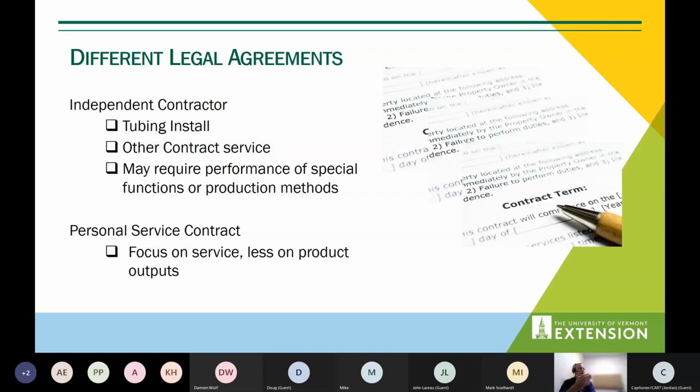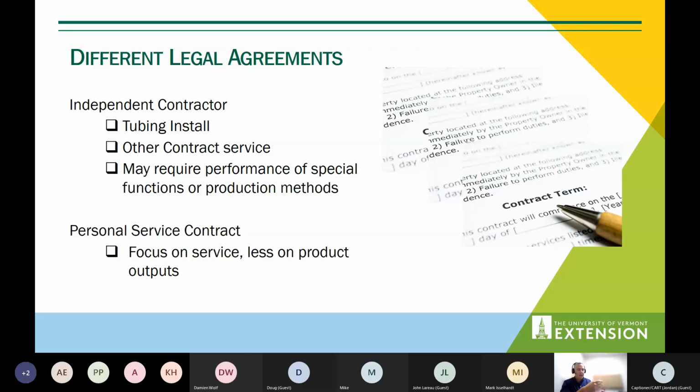Looking at something a little different here, a personal service contract, another flavor here for a relationship. And this is one that really focuses on the service. So an example that I think is possible here, looking less at the product output. So let's say less about a purchase and sale agreement that's specific to the volume of sap coming off a sugar bush and going to somebody else's tank.